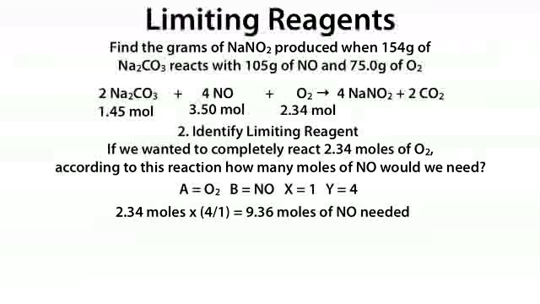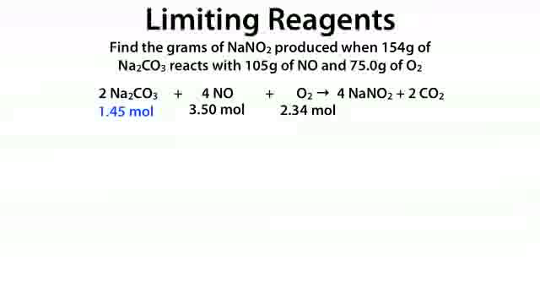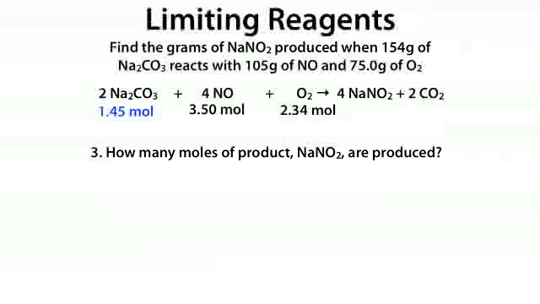And as we would expect, we don't have that amount because we only have 2.34 moles while we would need 9.36 moles. So as we've gone through these 6 questions, we've correctly identified Na2CO3 to be our limiting reagent. And because it's our limiting reagent, we're going to put our 1.45 moles of Na2CO3 in blue. So now we're going to go ahead and solve the stoichiometry problem since we've identified the limiting reagent.